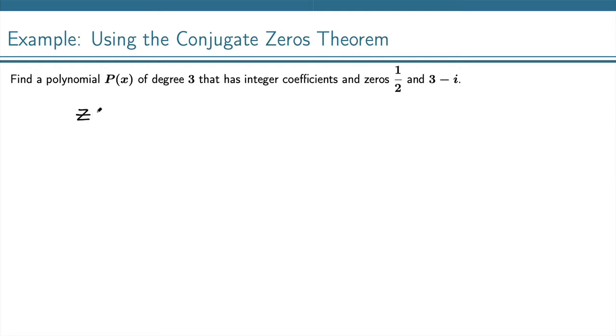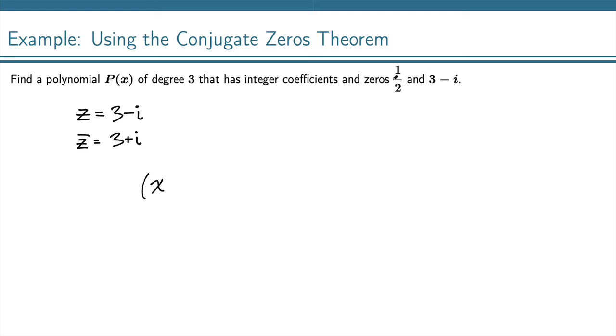Using our notation, we've got this complex number z, which is 3 minus i. And its complex conjugate, z bar, is the same thing, but we just change the sign in front of the imaginary part. So 3 plus i. And this is going to be another zero of the polynomial. So now we can go ahead and create a factored form of our polynomial.